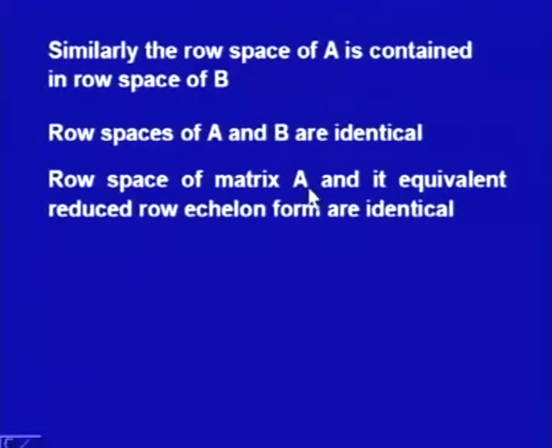The row space of a matrix A and its equivalent reduced row echelon form are identical. I started with any matrix B, but we can apply this to the equivalent reduced row echelon form, and this result is important because with its help we can solve systems of equations and we can easily find the rank of the equivalent reduced row echelon matrix.